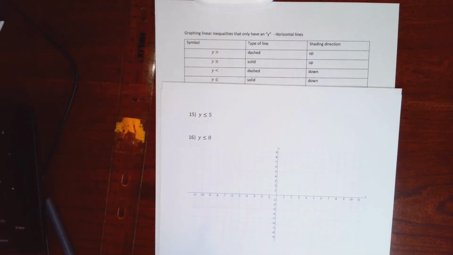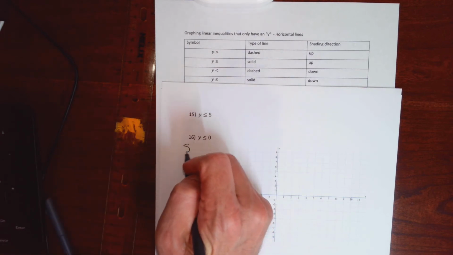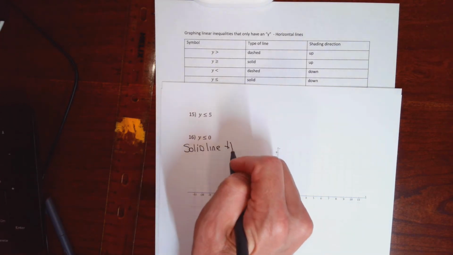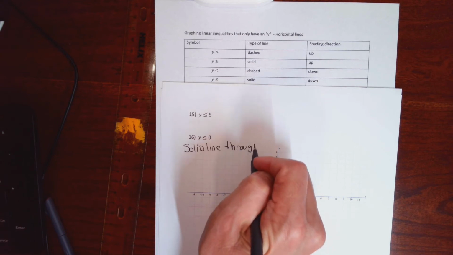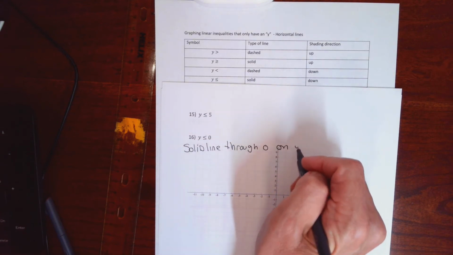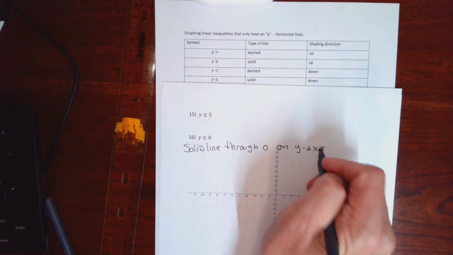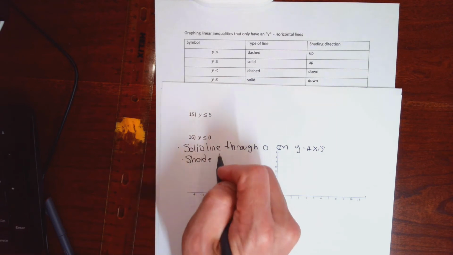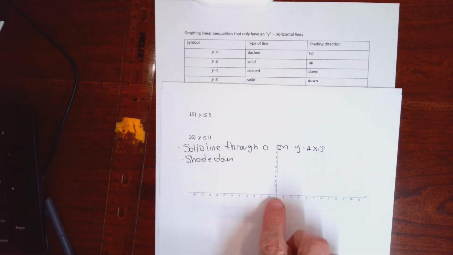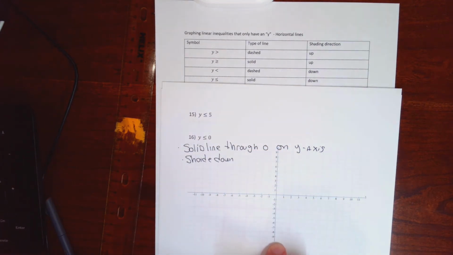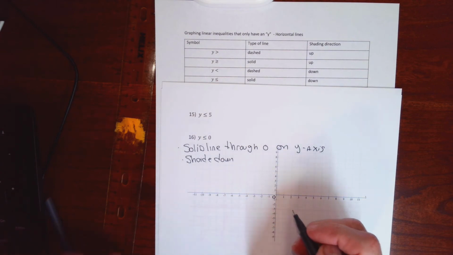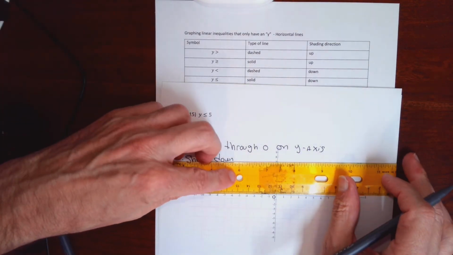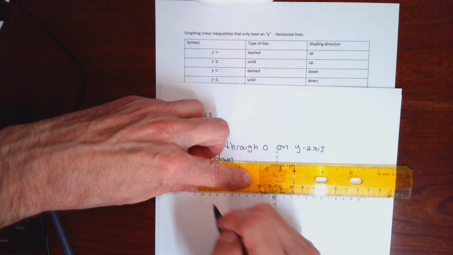Y is less than or equal to 0. I'm going to plot a solid line through 0 on the y-axis. I get a solid line because of the "or equal to." Because of the less than, I'm going to shade down. 0 is a number I don't always show. I see 1 through 9 and -1 through -9 on my y-axis. 0 on my y-axis is at the origin. So for my solid line that I need to draw, it's kind of already drawn for me. That is the equation of the x-axis.